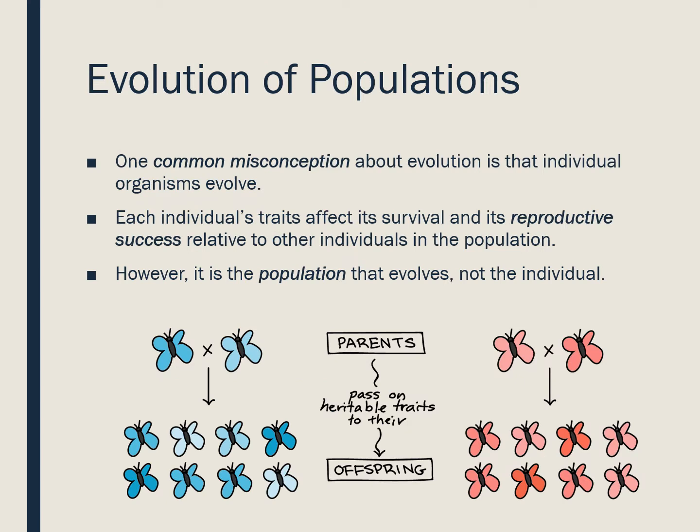So in evolution of a population, one common misconception that a lot of people have is that evolution can happen to an individual. That's not the case. Evolution is a population-based phenomenon, so it happens to entire populations, not just one person. And it affects the survival and reproductive rate of an entire population.